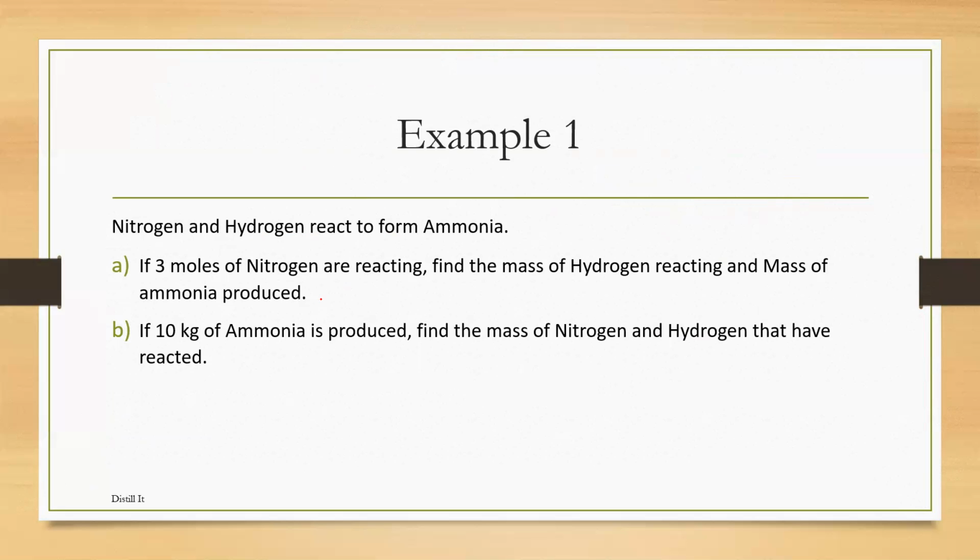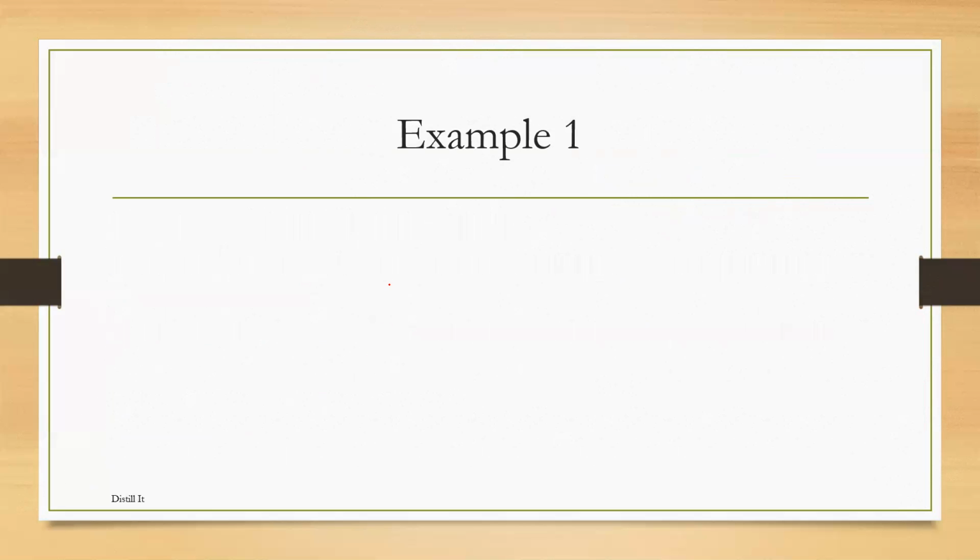So let us do this problem. Nitrogen and hydrogen react to form ammonia. If 3 moles of nitrogen are reacting, find the mass of hydrogen reacting and mass of ammonia produced. If 10 kg of ammonia is produced, find the mass of nitrogen and hydrogen that have reacted. So let us start solving this particular problem.